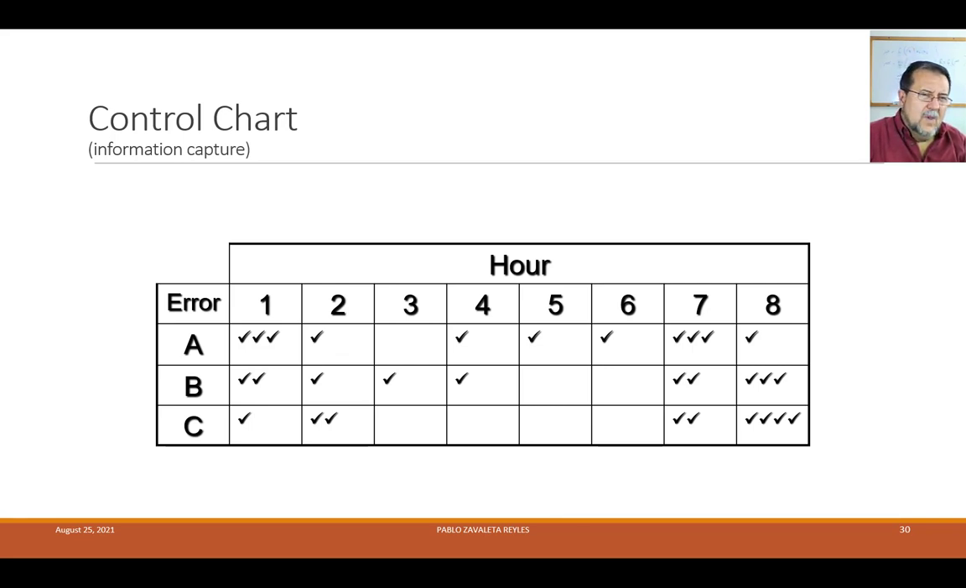Now, if an error happens, we will put a simple tick. Now check out this immediately. You can see when we document it this way, we can see that most of our errors happen when? In the last 8 hours of a work shift and at the beginning.